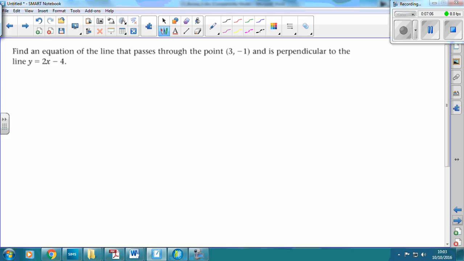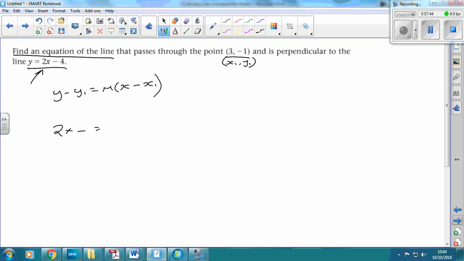Okay, and then the last thing we're going to do is have a look at this one. So find an equation of the line that passes through (3, -1) and is perpendicular to this line here. So as soon as it says find the equation of the line, y minus y1 equals m(x minus x1). We've got a point, so we've got x1, y1 there. And then perpendicular gradient to this one.